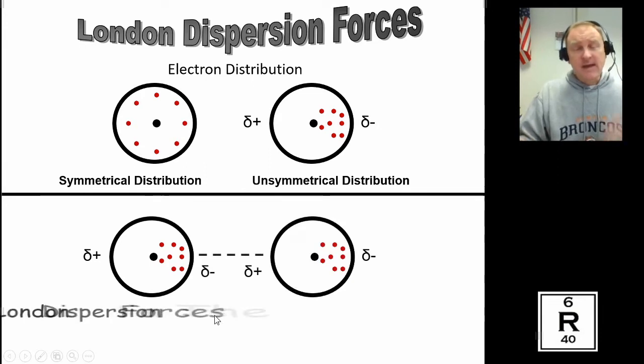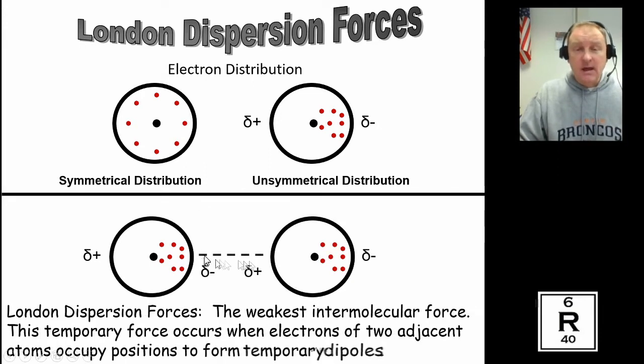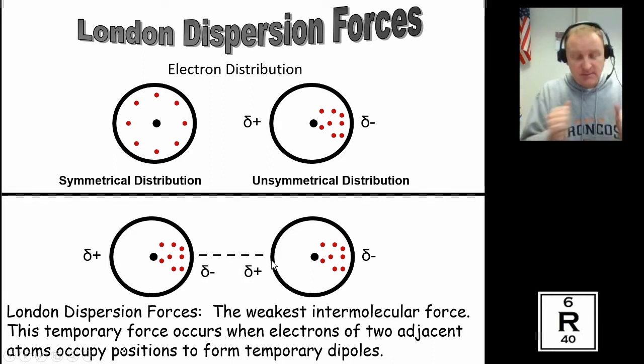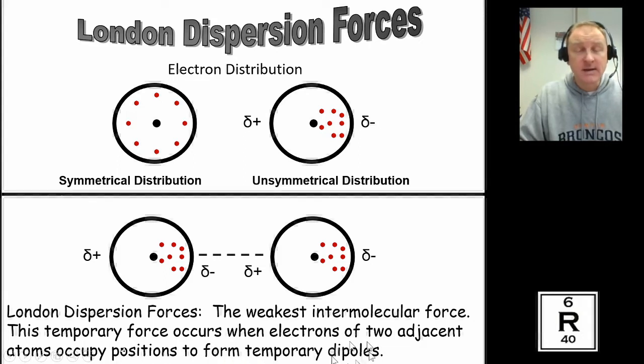Now, if that happens, that partially negative side could push the electrons of another nitrogen molecule, because it's negative, and they'll repel and move to the other side. I'm just making an example with nitrogen, N2. And what would happen is you get a partially negative and a partially positive, and they can be attracted together. London dispersion forces are the weakest intermolecular force. This is by far the weakest force that can attract things together. It's a temporary force that occurs when electrons of two adjacent atoms occupy positions to form temporary dipoles, because this could move back and shift the other way.